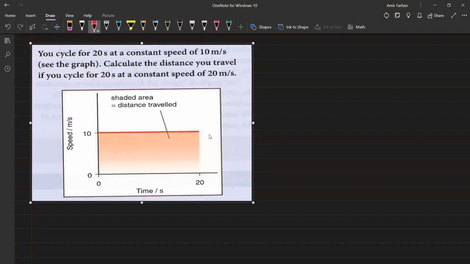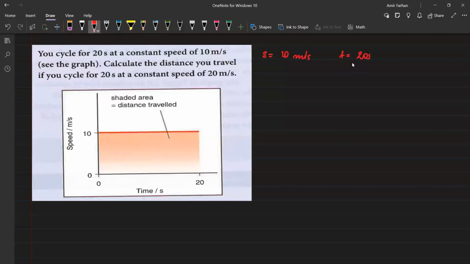First of all, you are going with a 10 meter per second speed. So your speed is given as 10 meter per second, right? Actually some internet issue is there. Sorry. And time is given to you. You cycle for 20 seconds.